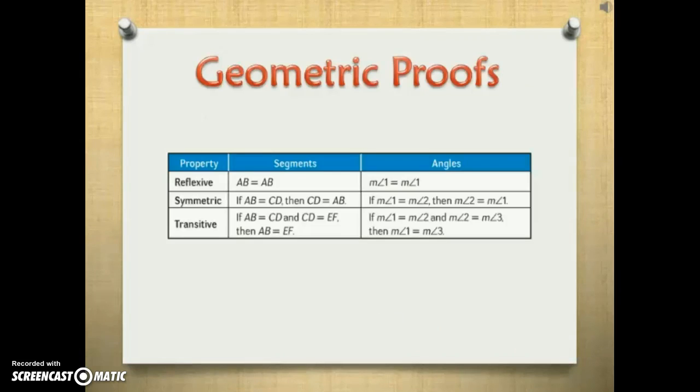Okay, so now we're going to go ahead and do some geometric proofs. We're going to be using geometric figures to solve for this. Notice right here, this is the reflexive, symmetric, and transitive property again. And this is just stating that we can also use these with our geometric shapes. So we can still use it with segments, angles, lines, and rays. So we can still use those properties.